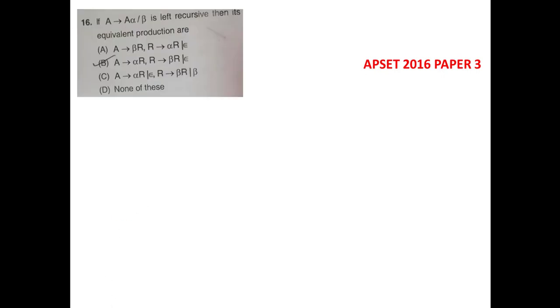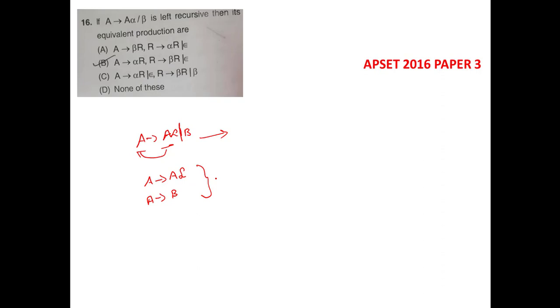And see the next question, question number 16. If A tends to A alpha or beta is left recursive, then its equivalent production is... It is a left recursive grammar because, if you observe here, the left side element of this production is the same as this non-terminal. So it is a left recursive grammar. Now we have to remove this left recursion. So take this production rule as two production rules, that is A tends to A alpha, and the next one is A tends to beta.